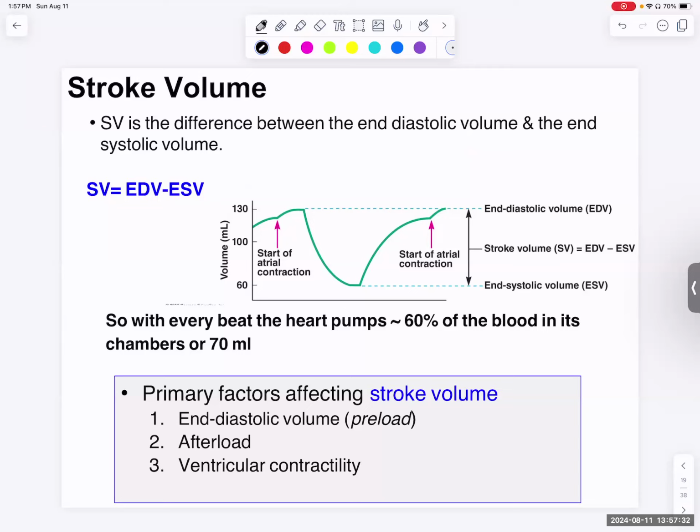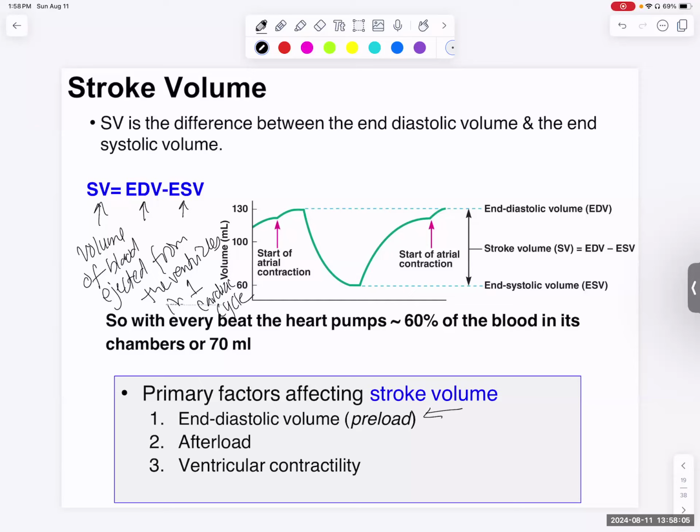Stroke volume, again. Stroke volume is end diastolic volume minus end systolic volume. Stroke volume is the volume of blood ejected from the ventricles in one cardiac cycle. That's the amount of blood ejected out. That's your stroke volume. The things that affect stroke volume.